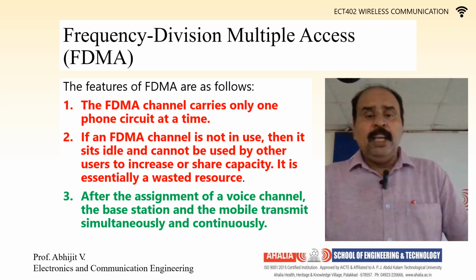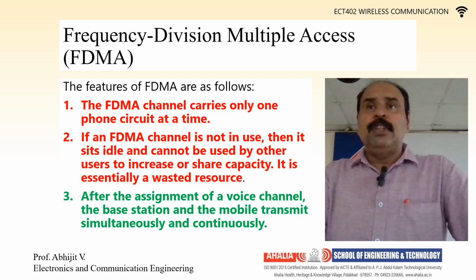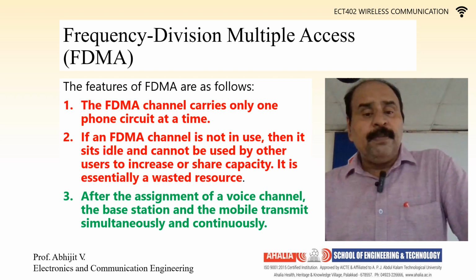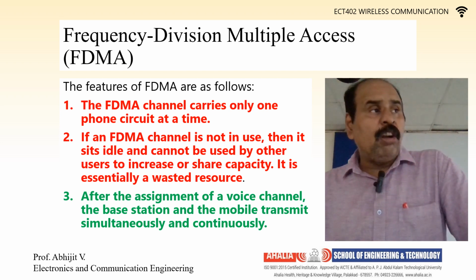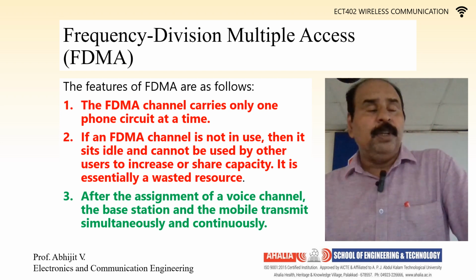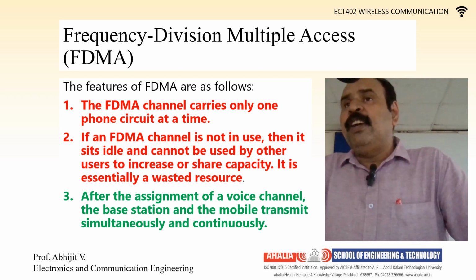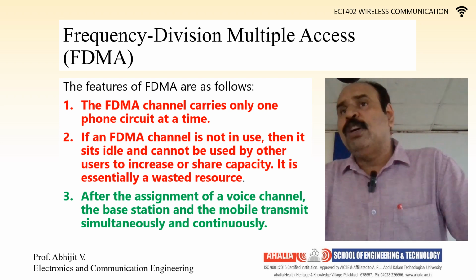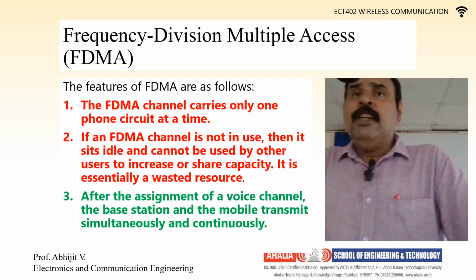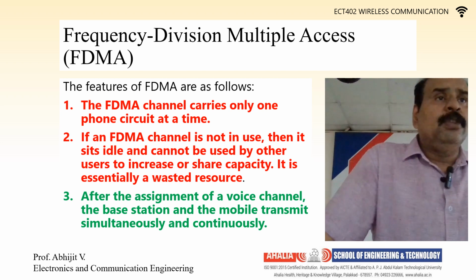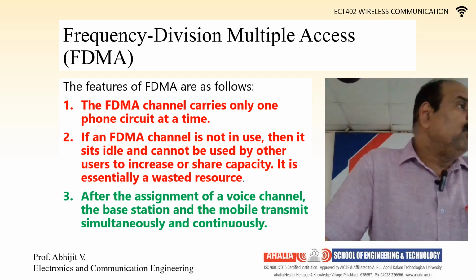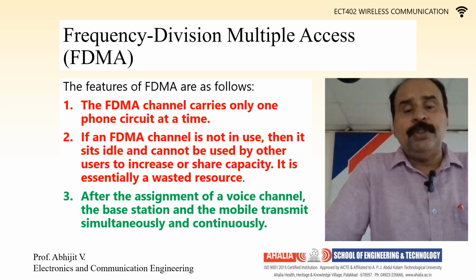The FDMA channel carries only one phone circuit at a time. If an FDMA channel is not in use, then it sits idle and cannot be used by other users to increase or share the capacity. It is essentially a wasted resource. So we are wasting a frequency band, because each user is allocated a dedicated frequency, so if the user is not using it, it is kept idle. That's a wastage of resource.